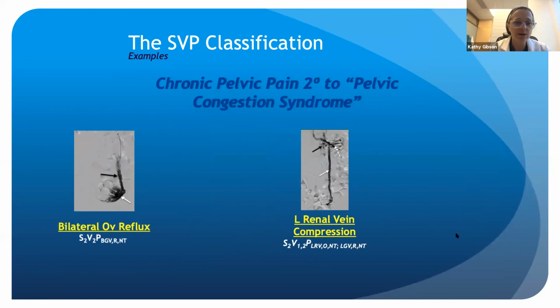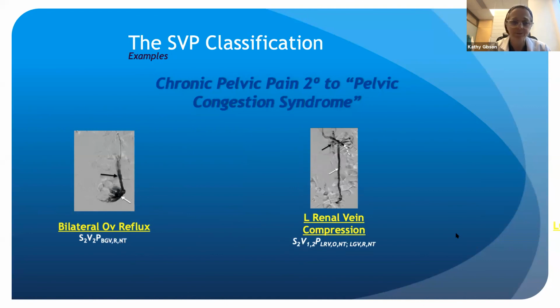Another example, this would be a left renal vein compression, and say this patient did not have flank symptoms, say that their symptoms were in the pelvis. They would have S2, symptoms in the pelvis, V1 and 2, because on this venography you see that they do have varices around the renal hilum and in the pelvis. So V1, 2. The pathology, you'd list them in order from top to bottom of which veins are involved. So left renal vein is obstructed and non-thrombotic. Left gonadal vein is refluxing and non-thrombotic.